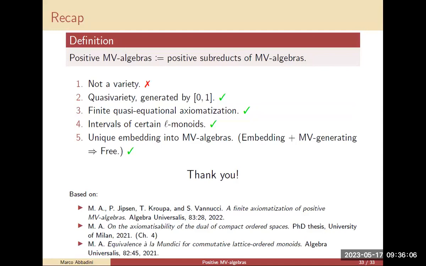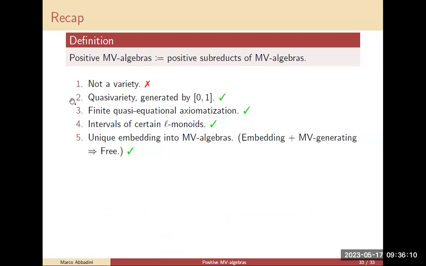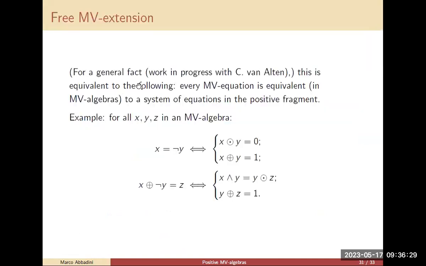Not sure that I understood your last result, but you said equations with negations in MV-algebras can be replaced by systems of equations that do not talk about negations. But does this mean that you can give an axiomatization of MV-algebras with a system of identities that do not talk about negation?